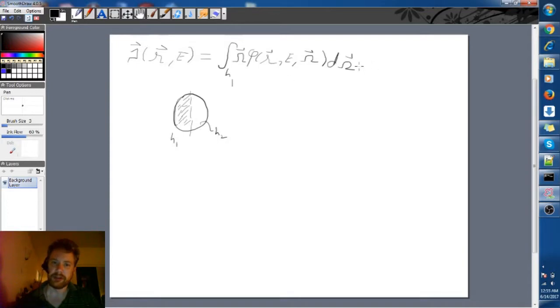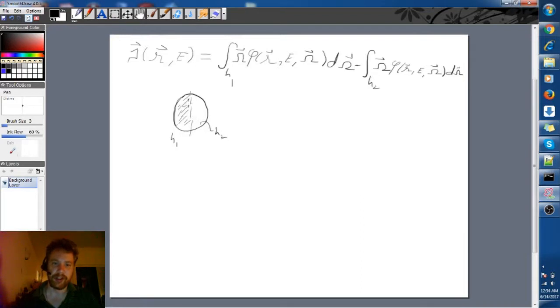Then the neutron current is equal to the difference between this integral here over this hemisphere and this integral here, of the solid angle convoluted with the flux. Where this H2 here is this hemisphere here.